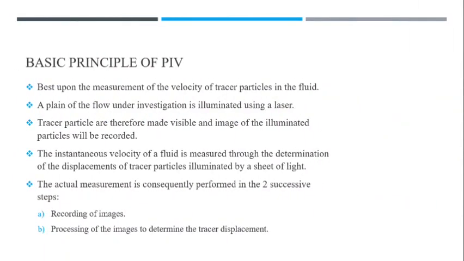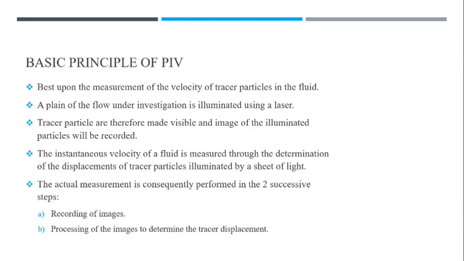Next one is basic principle of PIV. It is based upon the measurement of the velocity of tracer particles in the fluid. A plane of the flow under investigation is illuminated using a laser. Tracer particles are therefore made visible and images of the illuminated particles will be recorded. The instantaneous velocity of a fluid is measured through the determination of the displacement of the tracer particles illuminated by a sheet of light. The actual measurement is consequently performed in two successive steps. First one is recording of image, second one is processing of the image to determine the tracer displacement.